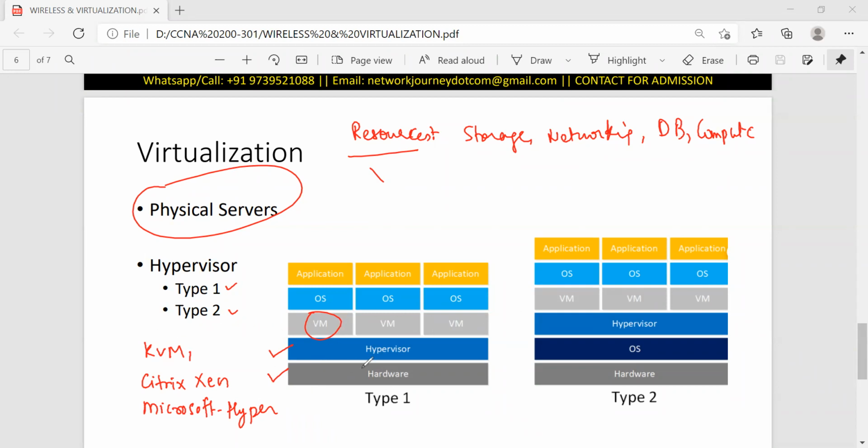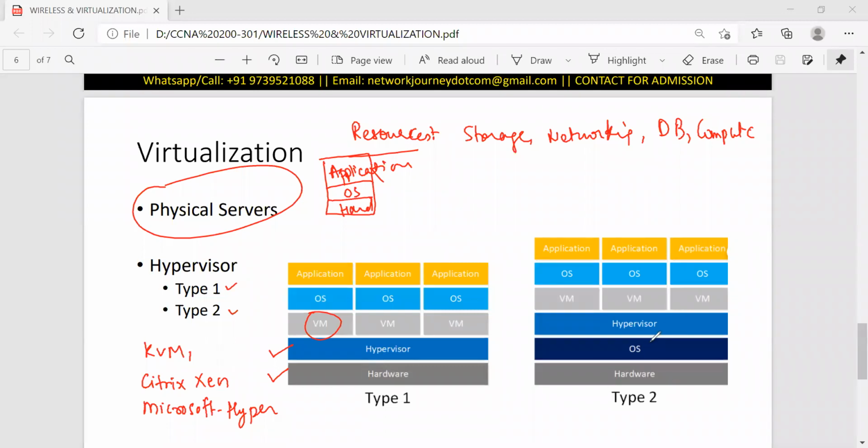On top of that, you have different virtual machines. Now there are 3 virtual machines you can see. You can set up as many as you want, based on the hardware you have. On top of it, you can have an operating system and then your application running over it. In a physical server environment, I can simply say that you had hardware, an operating system, and an application. This was very simple to describe. Now you can see that you have multiple operating systems, multiple applications running. So this is the type 1 hypervisor which we can use.